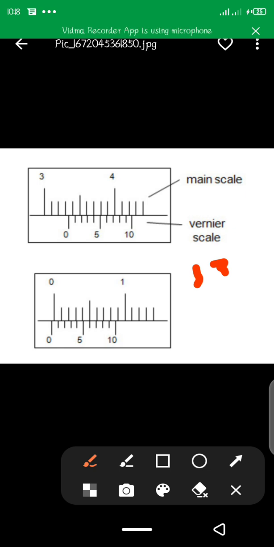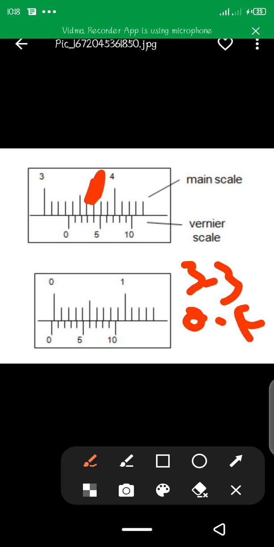So let's go through this. Where the line coincides with the lines on the main scale is this 4, the one before 5. So that's where you have your reading. Your main scale reading is 3.3 centimeter, while your vernier reading is 0.4. Now why is it 0.4?